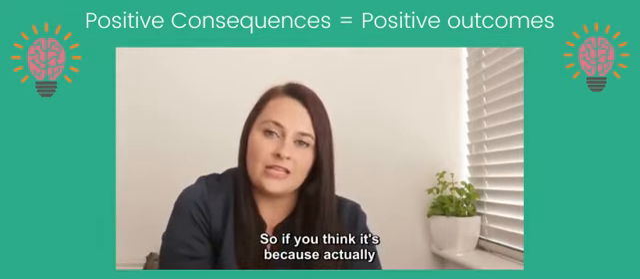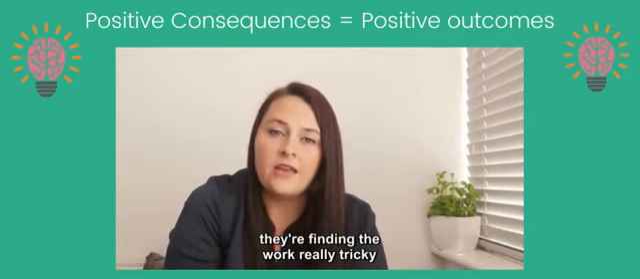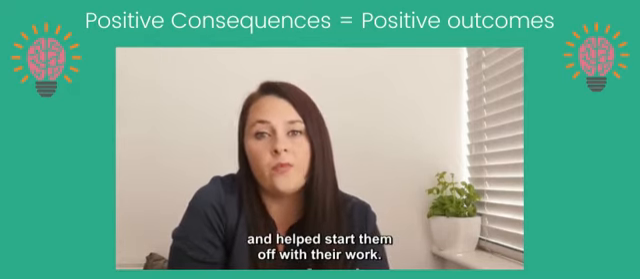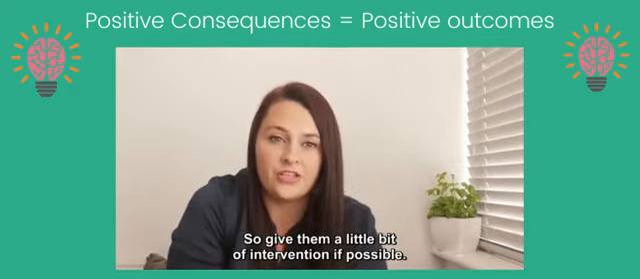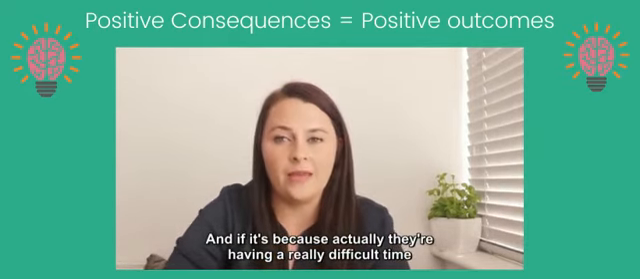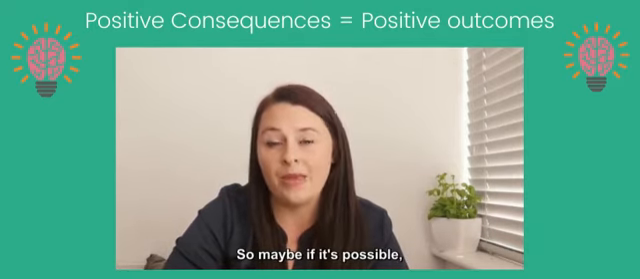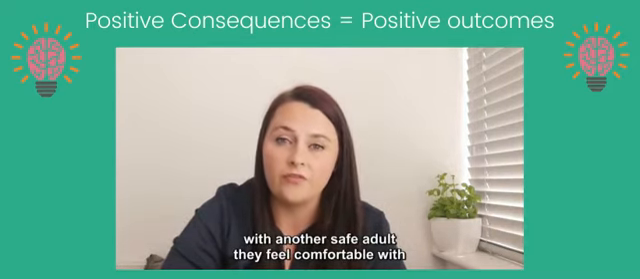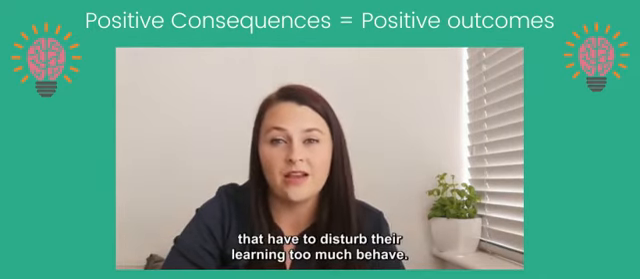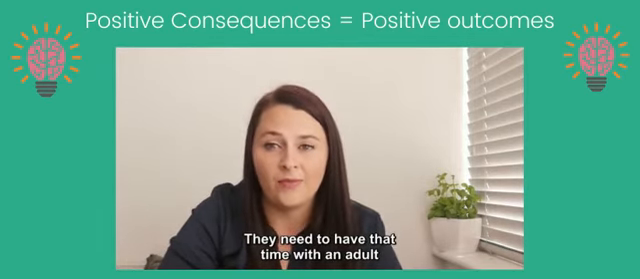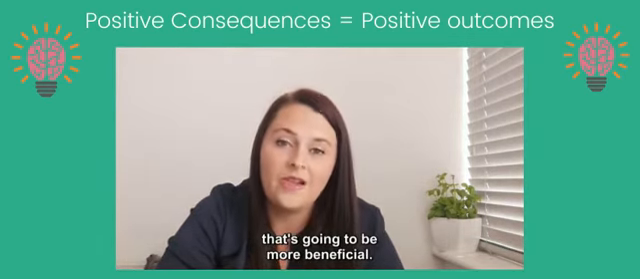So if you think it's because actually they're finding the work really tricky, whether it's you or another adult in the classroom goes over to them and helps start them off with their work. So give them a little bit of intervention if possible. If it's because actually they're having a really difficult time in their personal life, so maybe if it's possible, rather than a time out, have a check-in with another safe adult that they feel comfortable with. Doesn't have to be very long, doesn't have to disturb their learning too much, but hey, if they're not learning in the classroom, they need to have that time with an adult that's going to be more beneficial.